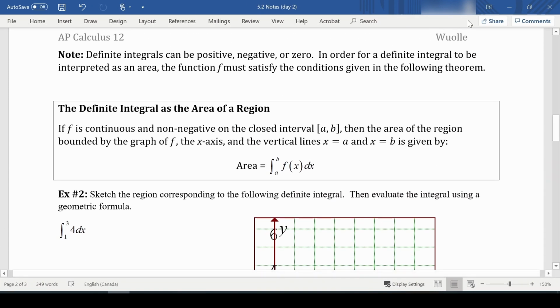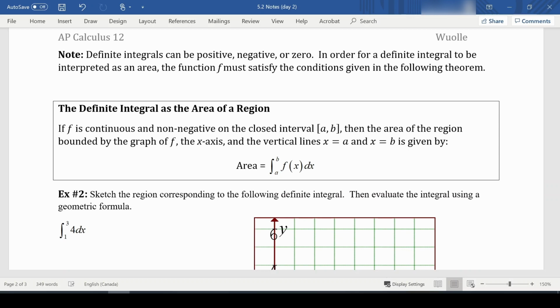Note that definite integrals can be positive, negative, or zero. In order for a definite integral to be interpreted as an area, the function must satisfy the conditions given in the following theorem. Okay. So f must be continuous and non-negative on the closed interval a to b. Then the area of the region bounded by the graph of f and the x-axis and the vertical lines x equals a and x equals b is equal to our integral.